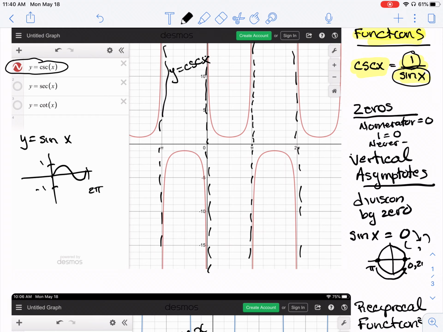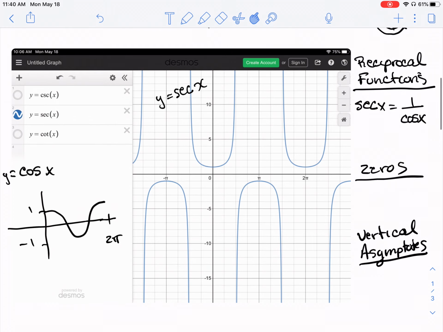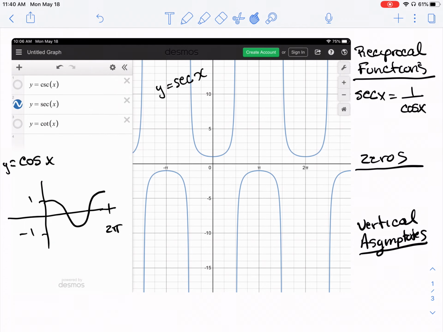So now let's look at the next one. Cosecant is the fifth of our 6 trig functions we need to know. There's only 6. Secant, did I say cosecant? Secant is 1 over cosine. So if we start looking for the zeros of this graph, we take the numerator, set it equal to 0. Our numerator is 1. 1 is never going to equal 0, so this is never going to cross the x-axis. And you can see that if you look at the x-axis here, this graph never ever crosses.